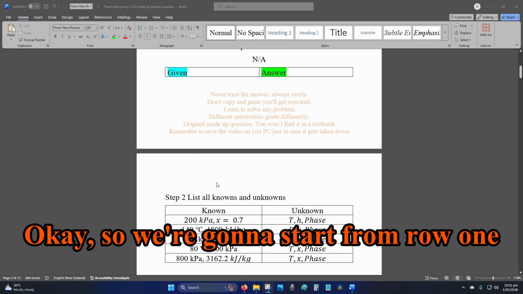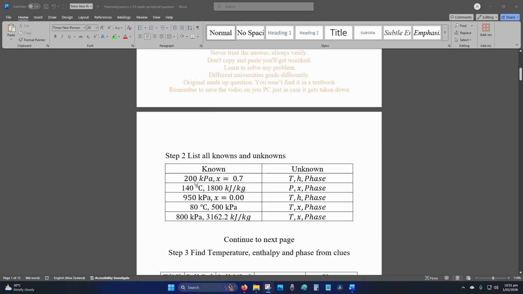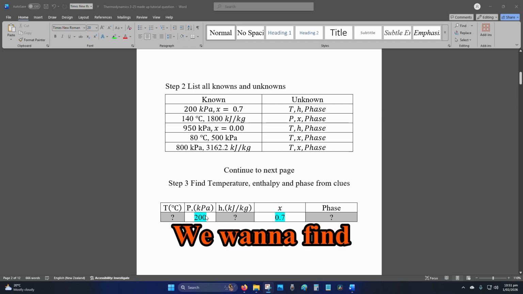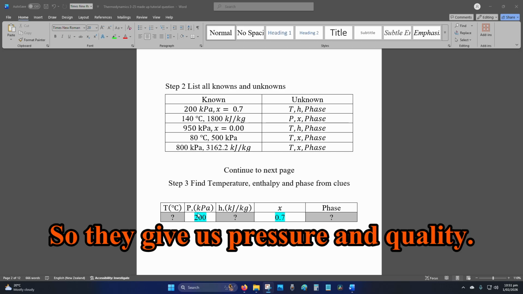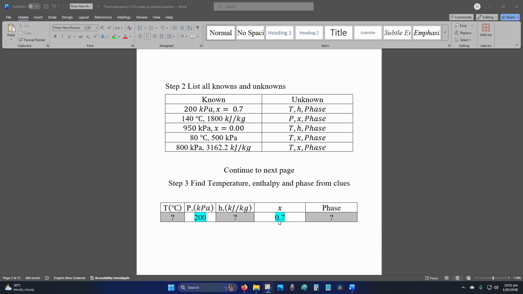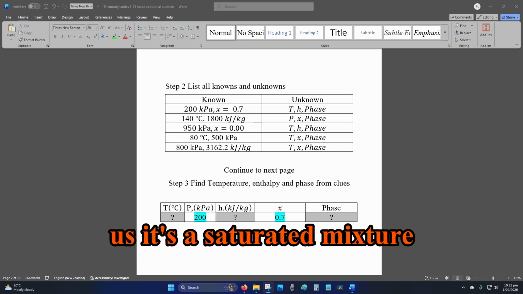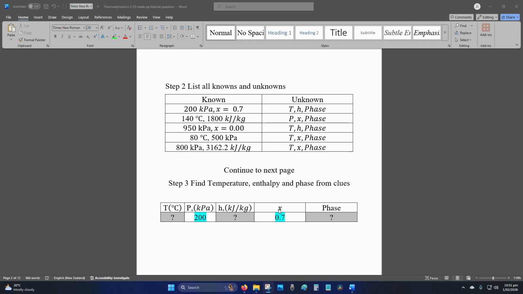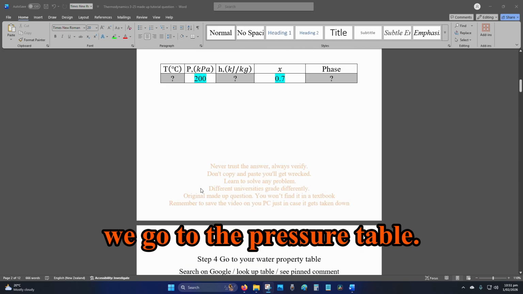Okay, so we're going to start from row 1 and work our way down. So the first one is row 1. We want to find temperature, enthalpy, and phase from the clues. So they give us pressure and quality. So that straight away tells us it's a saturated mixture because quality only exists in the saturated region. And since they give us pressure, we go to the pressure table.